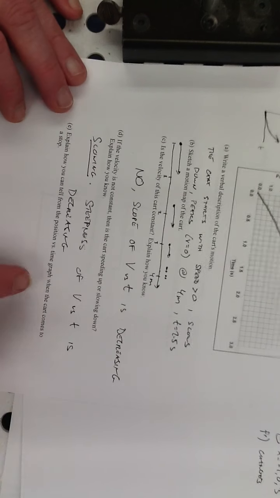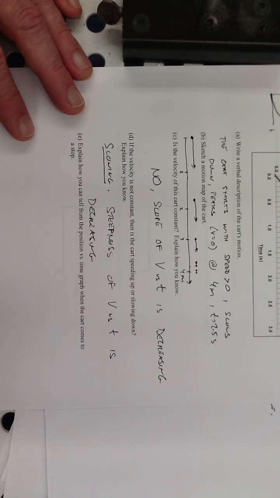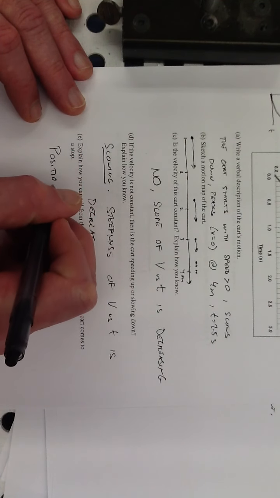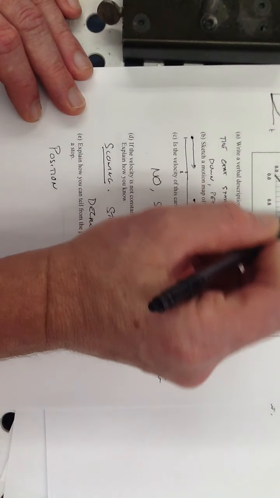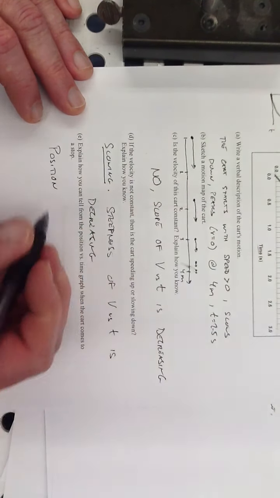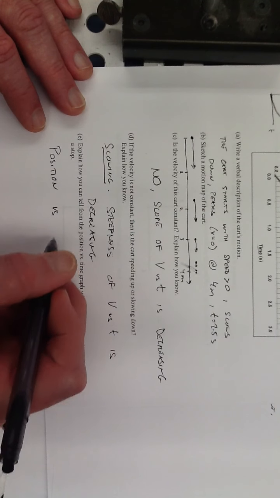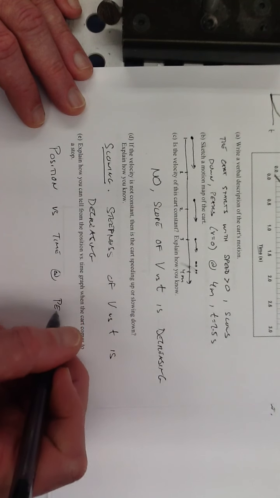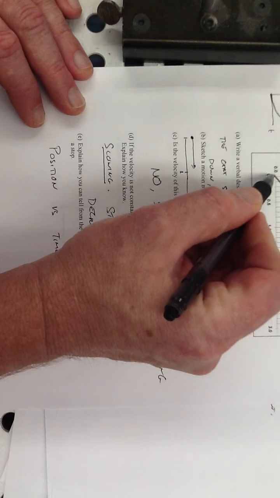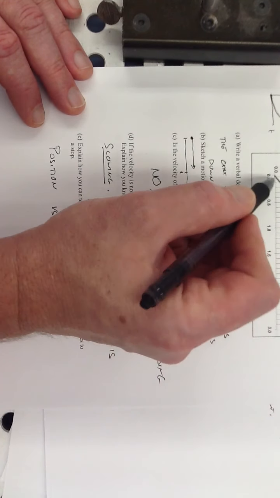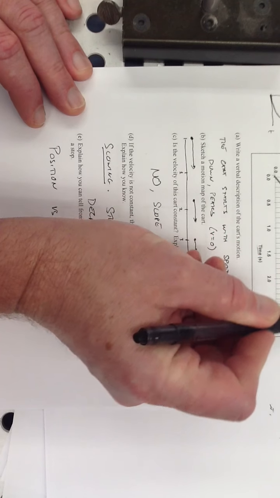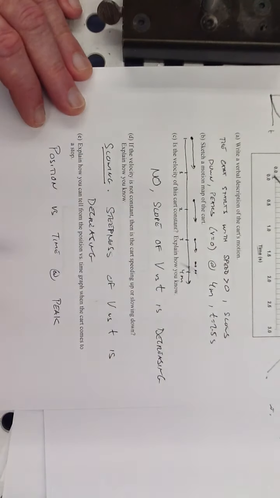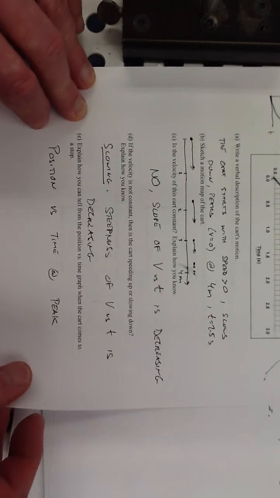Explain how you can tell from the position versus time graph when the cart comes to a stop. Different things you could say here, but I think you want to refer to that position versus time graph flattening out. Position versus time is at its peak. If you let this cart go, then if there was nothing to stop it at the top, it would roll up and then it would roll back down again. And it would look just like this, but in reverse. Something like that. Okay, good.